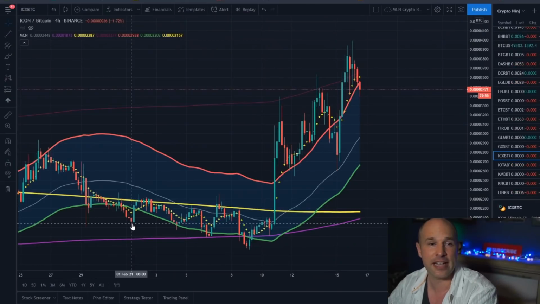But what if the market is already super bullish and you've got the 7 above the 50 and the 50 above the 120, everything's going through the roof, and you've already sold off pretty much all of your coins? Where can you get back in? Where would be a good place to buy when everything is already out of control bullish? Well, that is something that we see right here with Icon.